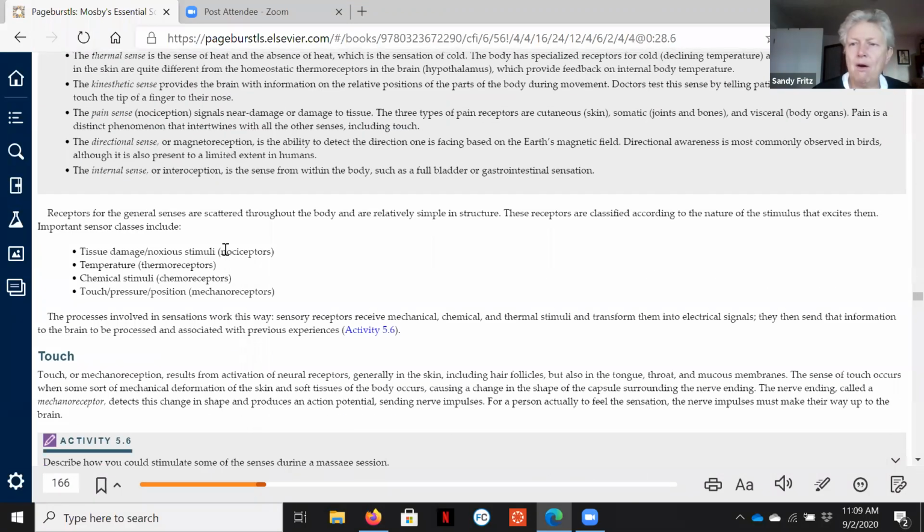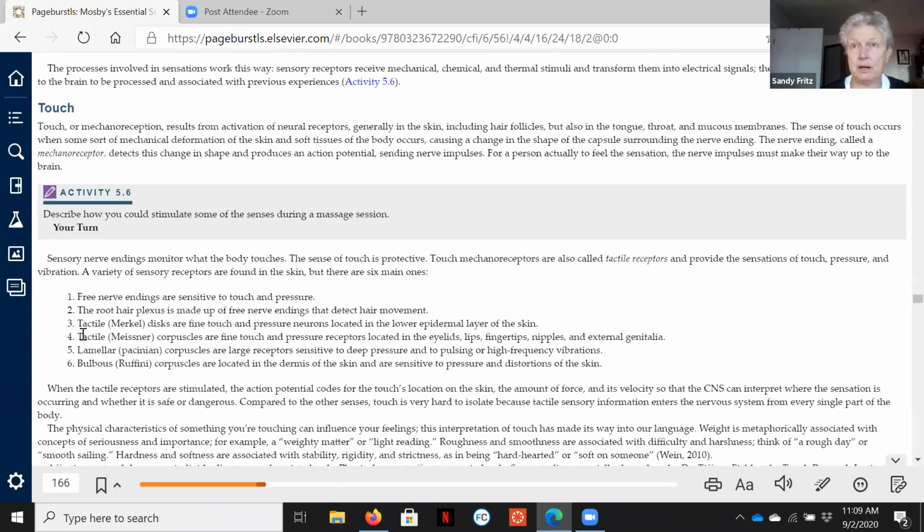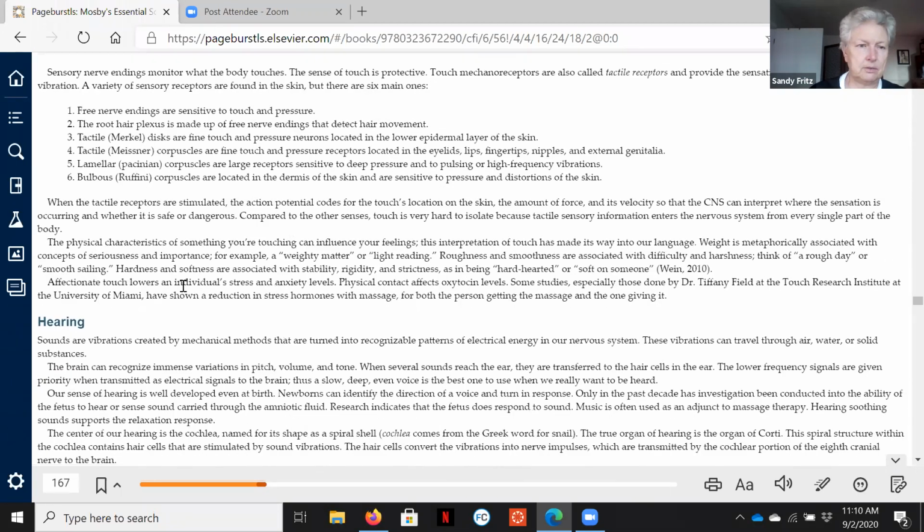And we use them all. Touch is a big one for massage therapy, but you can't separate that out from the total experience of our sensations. So the environment we create, the lighting, the smell of the room, all of that is going to affect the experience of massage and how we give a massage and how we ourselves respond to being a massage therapist.